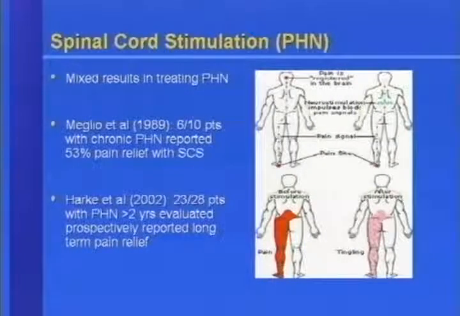With respect to spinal cord stimulation and studies on PHN, there are mixed results in treating postherpetic neuralgia. In essence, it is an indication for postherpetic neuralgia after everything else has failed. And there are a couple of studies I've listed here. Sample size is a bit small in both of them, but in both of them, they do indicate that patients reported fairly significant relief.